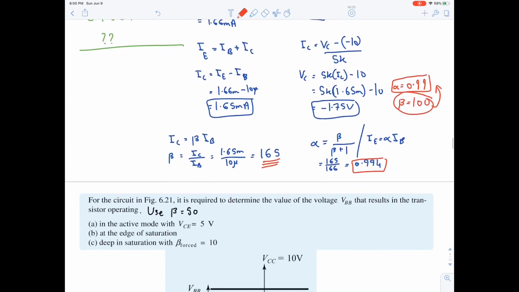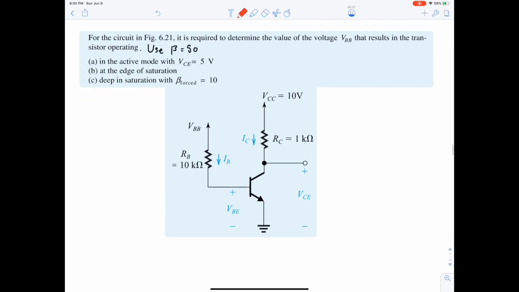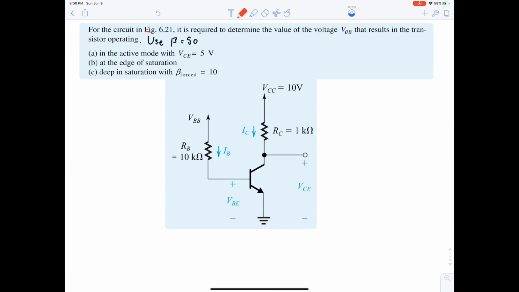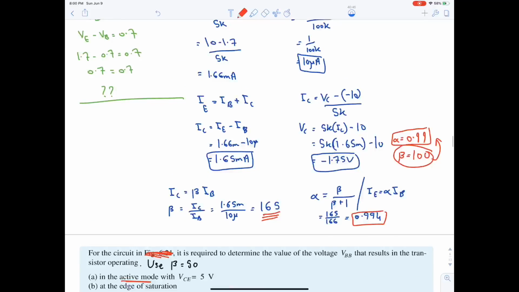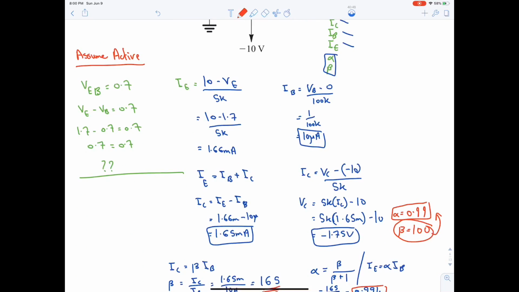Now, moving on. For the circuit shown in this figure, it is required to determine the value of the voltage VBB that results in the transistor operating. Use beta equal to 50. Now we are in active mode. Did we check here? No, see, we forgot to check.